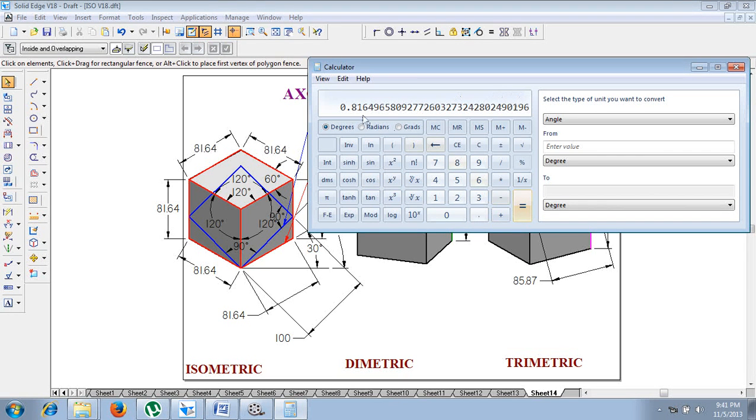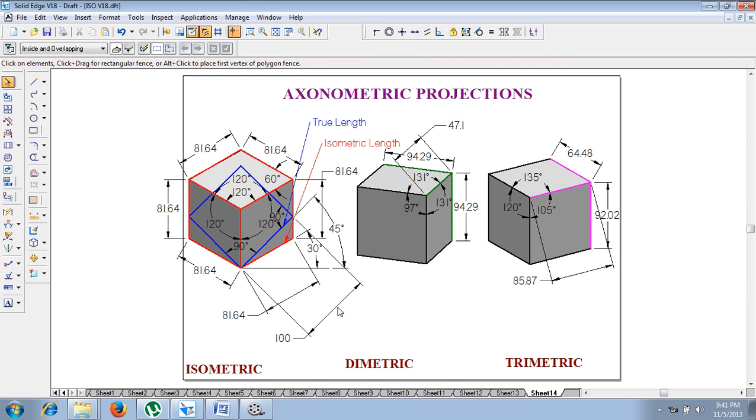Now you can see each and every true length will be reduced by 0.8164 times the true length. Now you can see the 100 mm line is going to be reduced to 81.64 in case of isometric projections. Now for each and every line it has to be reduced to 81.64. This is what an isometric projection of a cube of 100 millimeter is.